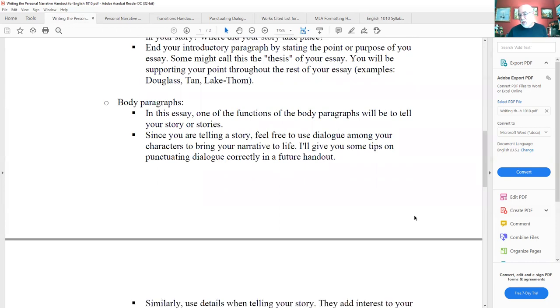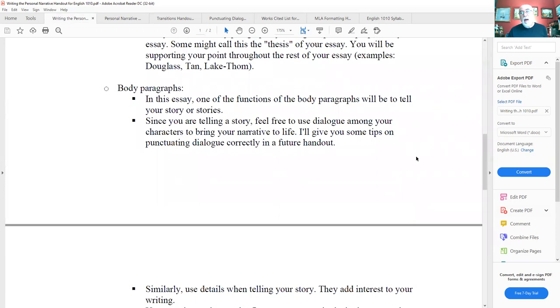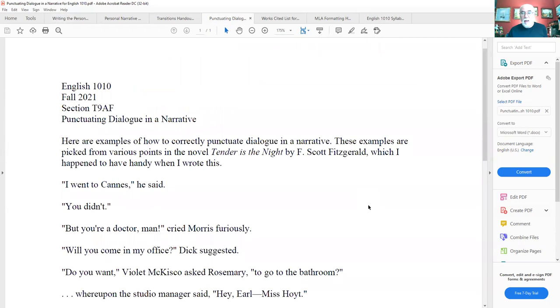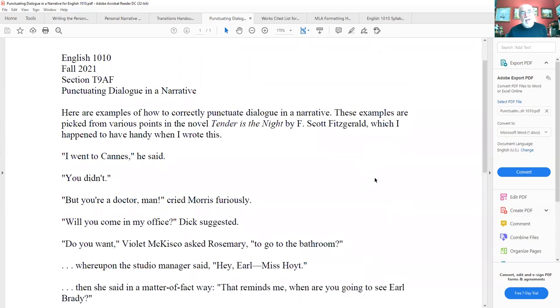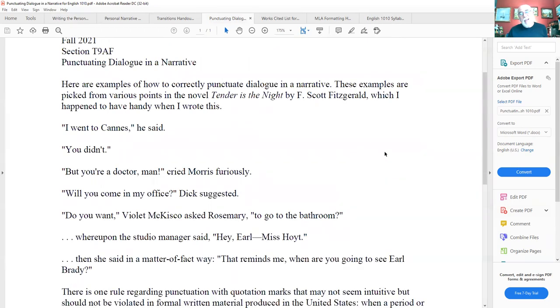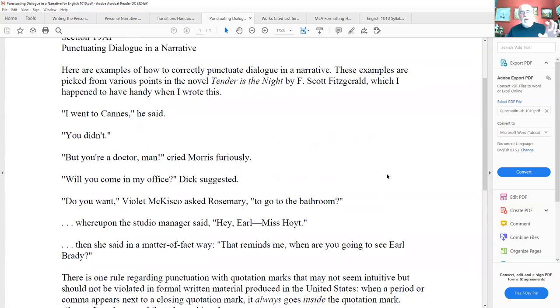Now, I want to suggest you might want to use dialogue, and that's great. In fact, I created a handout about that. It's also on Blackboard in the course documents. I had Tender Is the Night by F. Scott Fitzgerald, which I wrote about a long time ago. It was on my desk, so I just took examples from that. Just go by the example. I think this covers pretty much any situation you're going to encounter. All right.